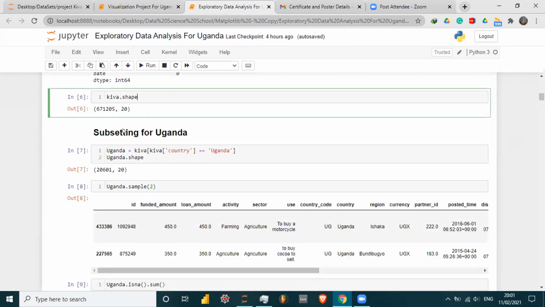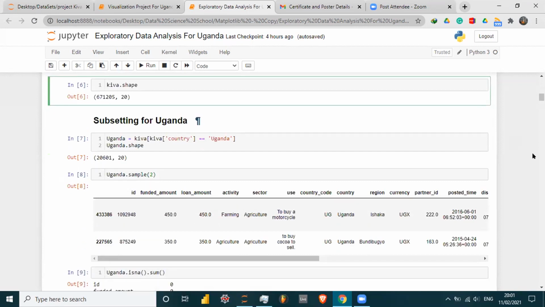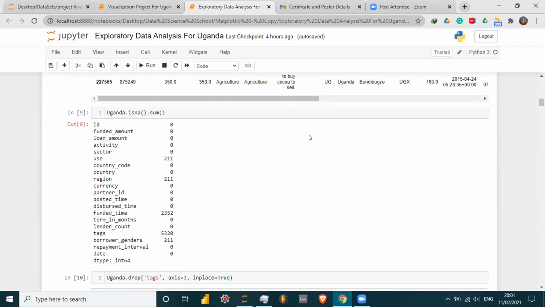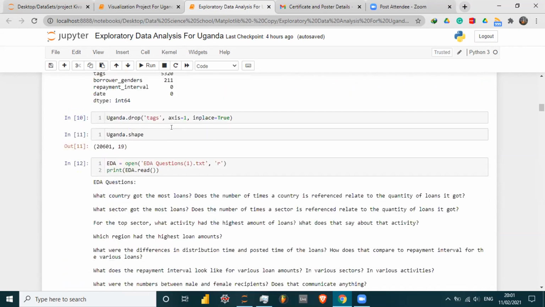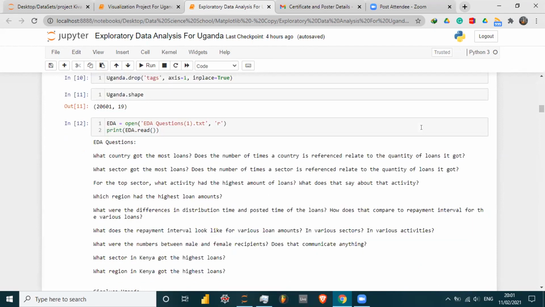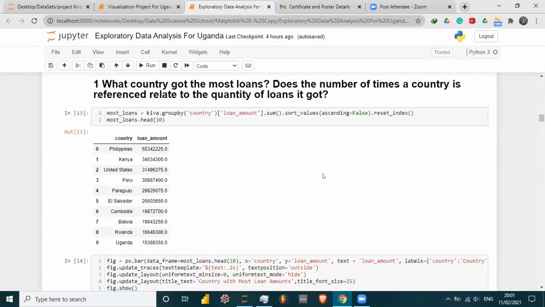Then I went ahead and subsetted for Uganda. After subsetting for Uganda, I checked the shape of the data just to see how many rows it has. I proceeded to check again if the null values were reduced. Then I dropped the tags feature because we didn't need to use it. Then I loaded my questions and started answering them.